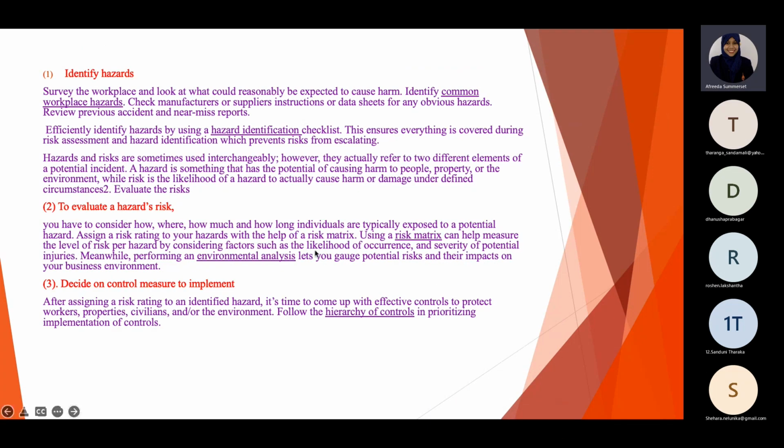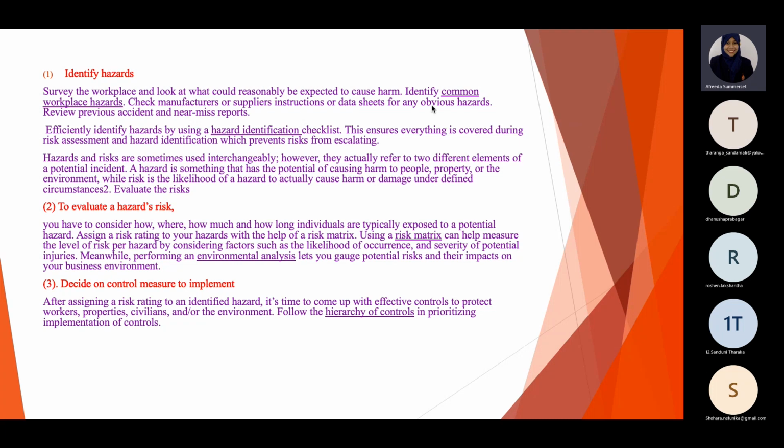Right. So again, we are now going to talk a bit in detail. For example, these are the points that I will elaborate on. First of all, when you identify a particular danger in the workplace, you identify it as a hazard. So they say survey the workplace, look at what could reasonably be expected to cause harm. Identify common workplace hazards. Check manufacturer or supplier's instructions or data sheets for any obvious hazards. Review previous accidents and near miss reports.